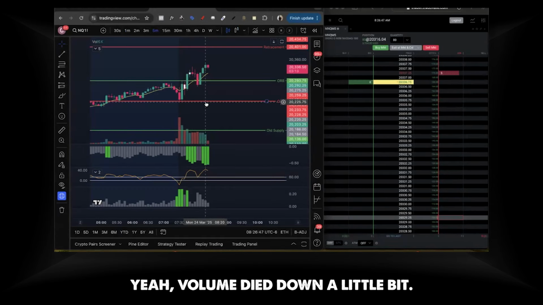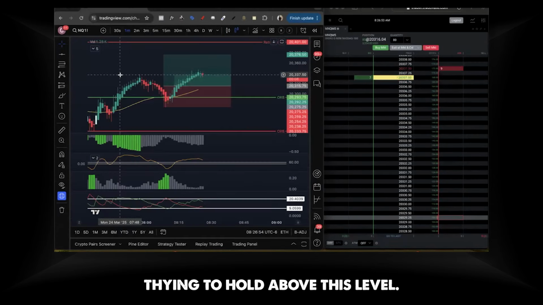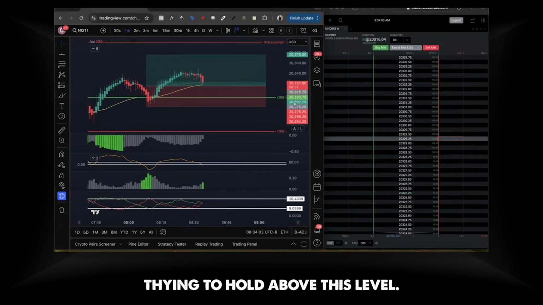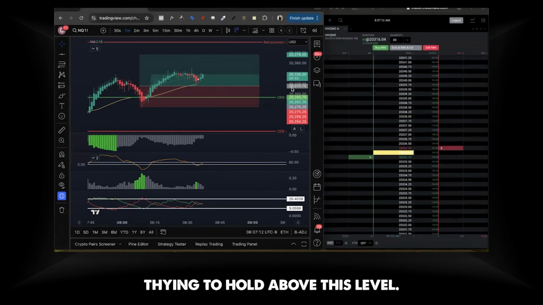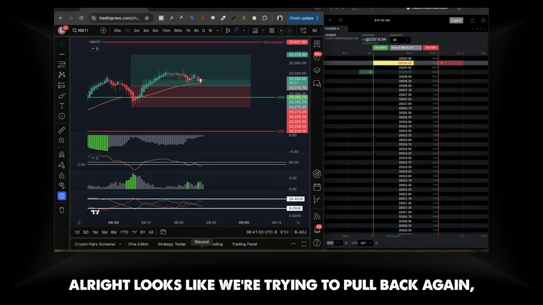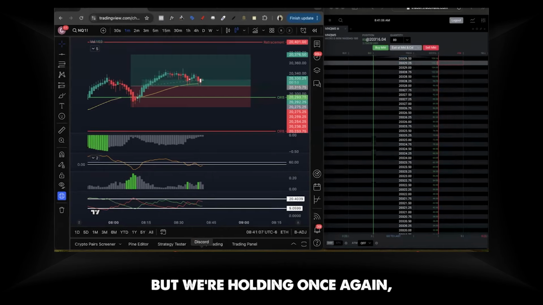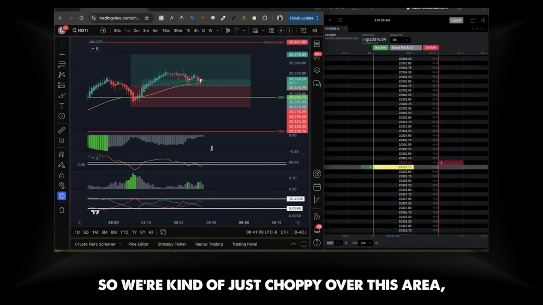Yeah, volume died down a little bit. Trying to hold above this level. All right, looks like we're trying to pull back again, but we're holding once again. So we're kind of just choppy over this area.